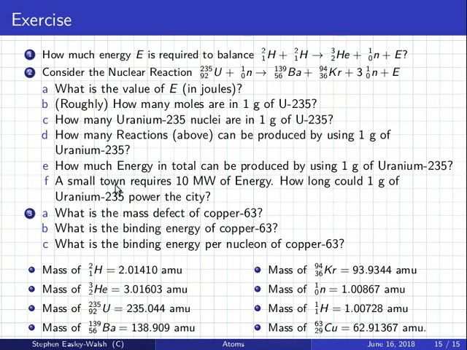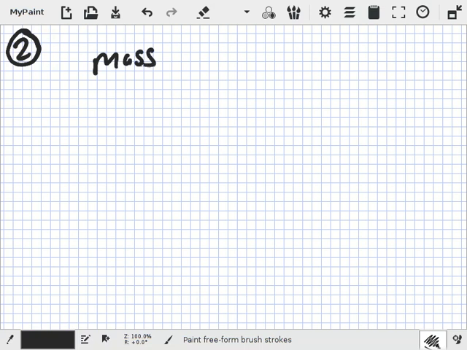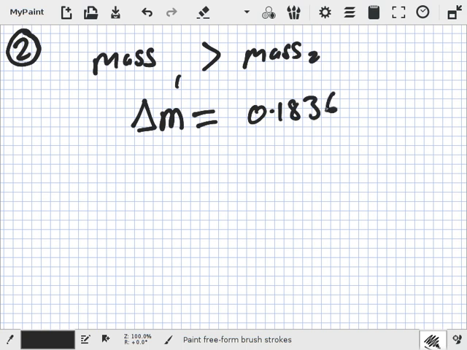Consider the nuclear reaction: uranium plus a neutron equals barium, krypton, and 3 neutrons. What is the value of E? So this one is done again the same way. We have to get the mass on the left, and we'll discover that the mass on the left will be more than, of course, the mass on the right. Since I don't have my calculator open, has somebody worked out the difference between the two? 0.18326 AMU. Thank you.